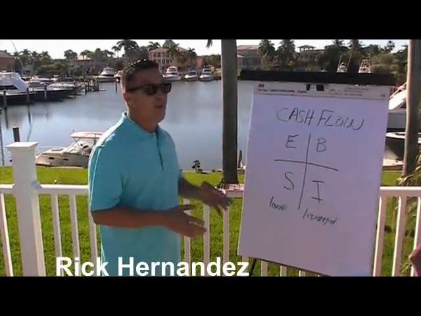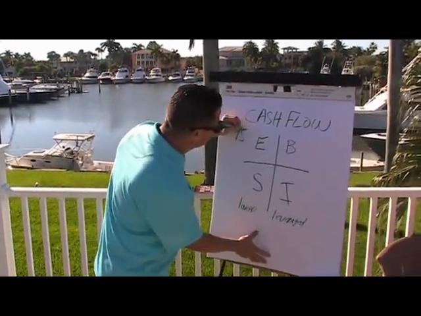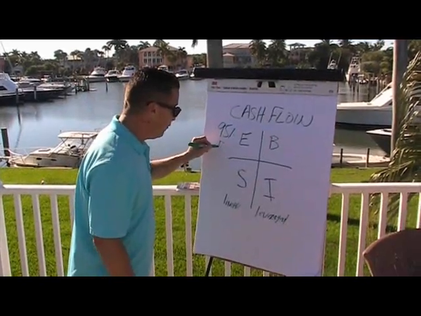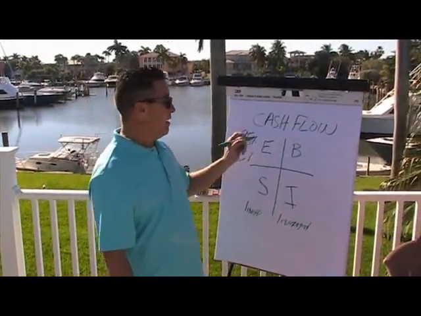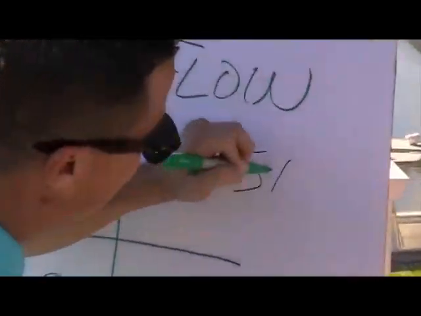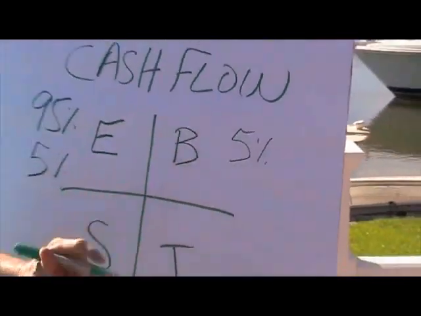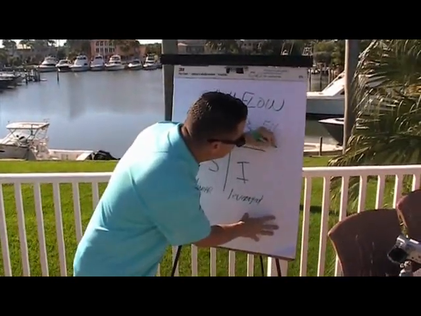Now, you probably won't be surprised at these numbers, but 95% of us live on the left-hand side of the cash flow quadrant. But unfortunately, we only create 5% of the wealth. On the other side of the cash flow quadrant, you have about 5% of the population that lives on the right-hand side of the quadrant. But they generate 95% of the wealth.